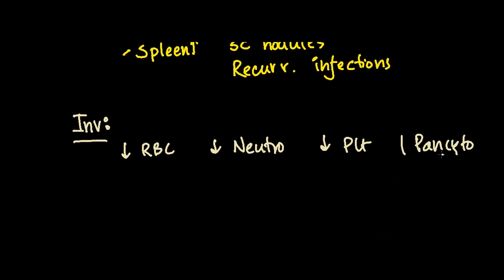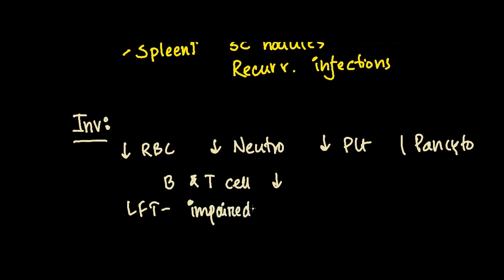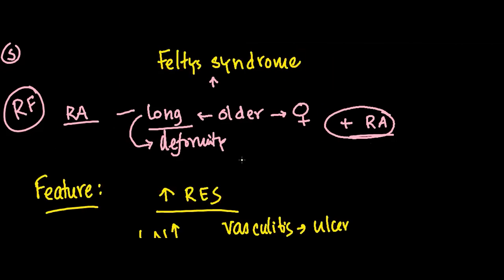And along with this, the patient will also have impairment of the B cell and the T cell function. So B cell and T cell number will be in the normal range, but the function of the B cell and T cell will be abnormal. And if we do the liver function test, the liver function tests are often impaired. So those are the high yield points about Felty syndrome.